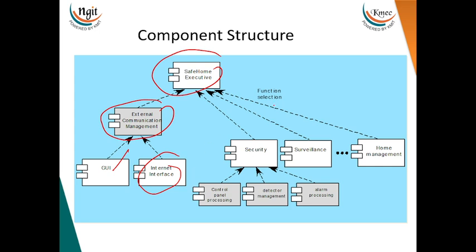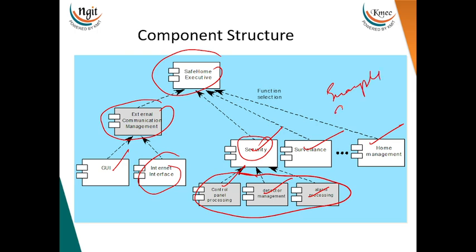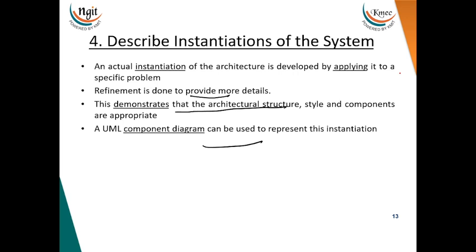This is your external part. Then functional: there is a security module, surveillance, home guard, and the security again has control panel and detector management. All those things come into this. This is an example of a component structure. Let's move on to the next one.